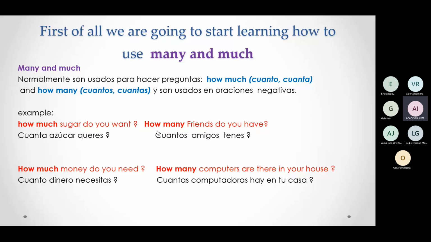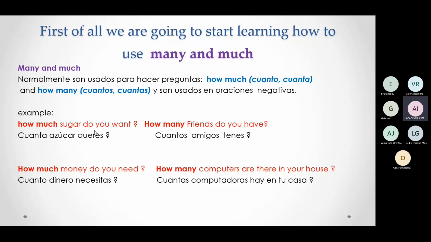Es muy fácil diferenciar. Sugar, like Enrique said, como él dijo, sugar is an uncountable noun. In friends, la palabrita friends is countable. And for that reason, we are using many. And here we are using much, okay? That's the main difference. Un ejemplo, usemos how many con sugar. How many sugar do you want? That sounds good. So it makes sense. Pero that is grammatically incorrect.